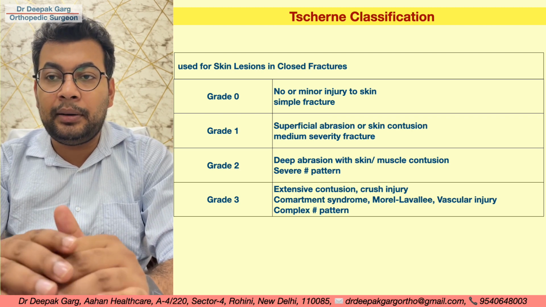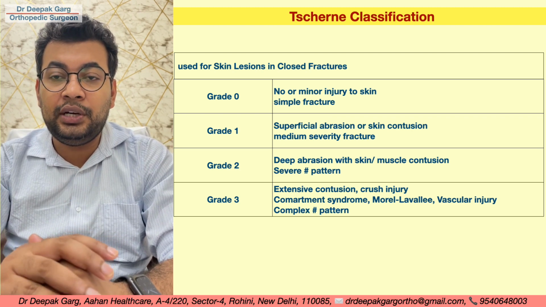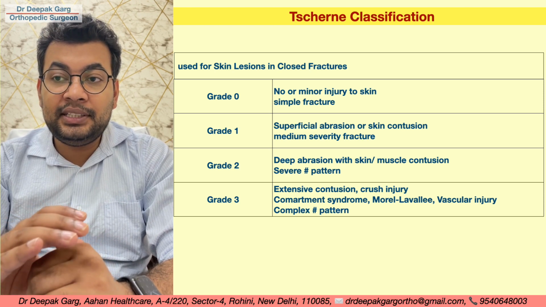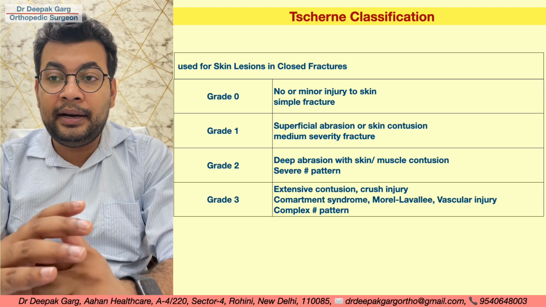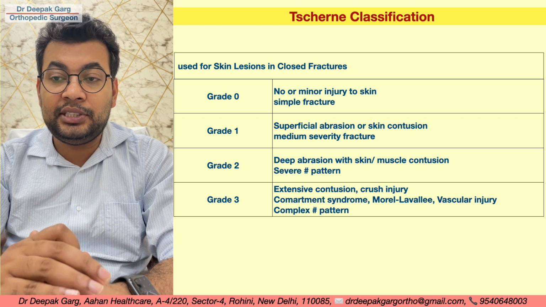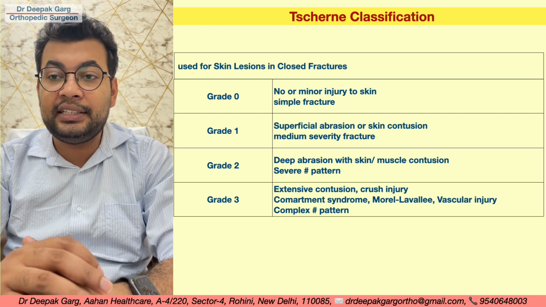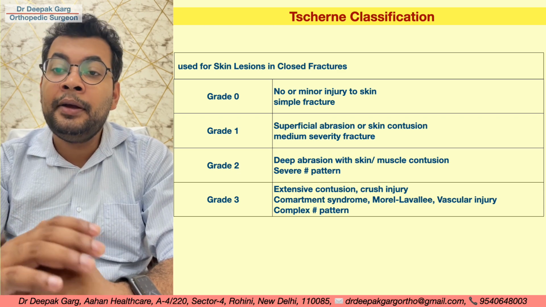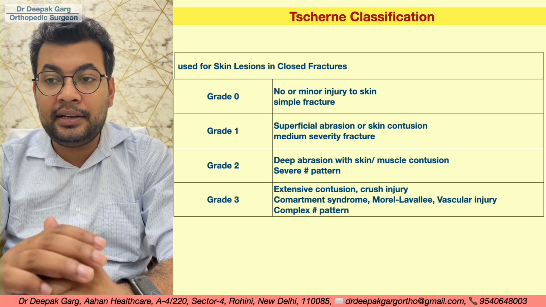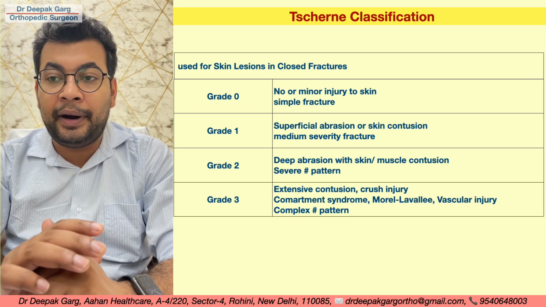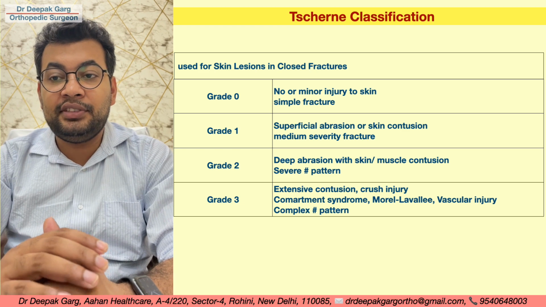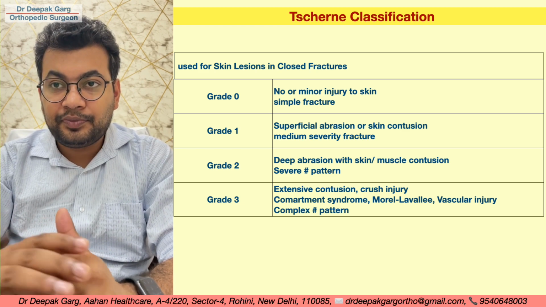Grade 0 is no or very minor injury to the skin, a very low energy fracture. Grade 1 is a superficial abrasion or skin contusion, a medium severity fracture. Grade 2 is a deep abrasion with skin and muscle contusions. This is usually a severe, high energy fracture pattern. Grade 3 is an extensive contusion or crush injury, and it may be associated with compartment syndrome, Morel-Lavallée lesion, or vascular injuries, and is usually associated with complex fracture patterns.